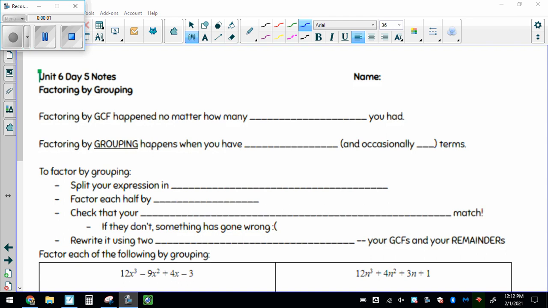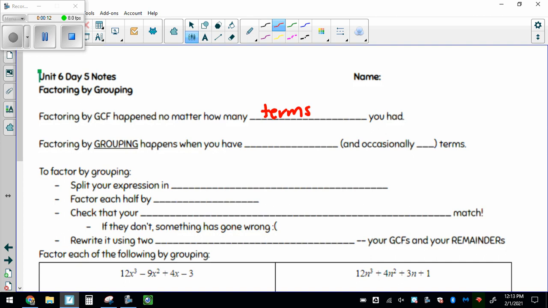Alright, today we're doing factoring by grouping. As a quick reminder, factoring out your GCFs happened no matter how many terms you had. You could have done it with just 2 terms, you could have done it all the way up if it had 15 terms. No matter how many terms there were, you could take the GCF of them. Factoring by grouping is a little bit special though. It happens when you have 4, or occasionally 6, but not often, mostly when you have 4 terms specifically.